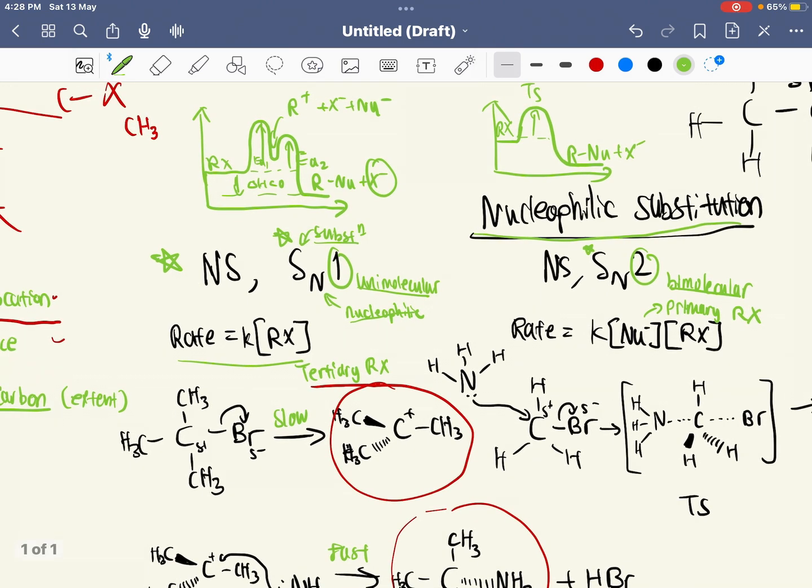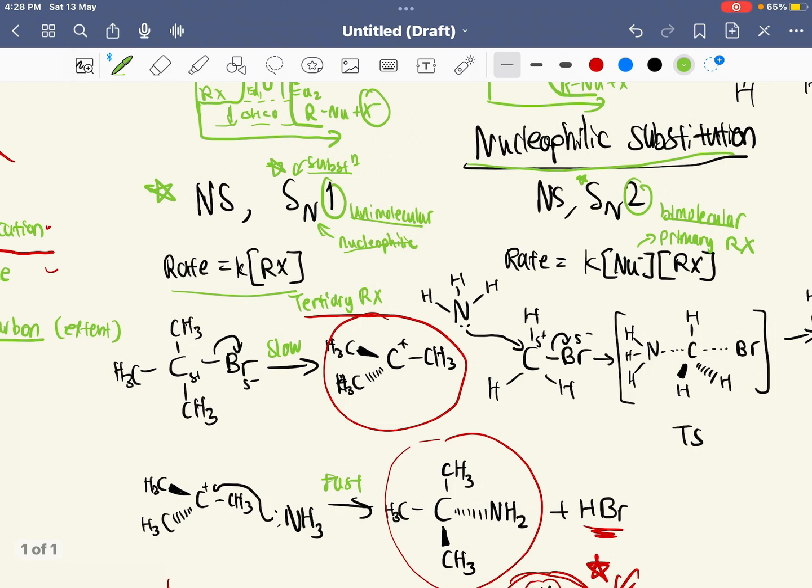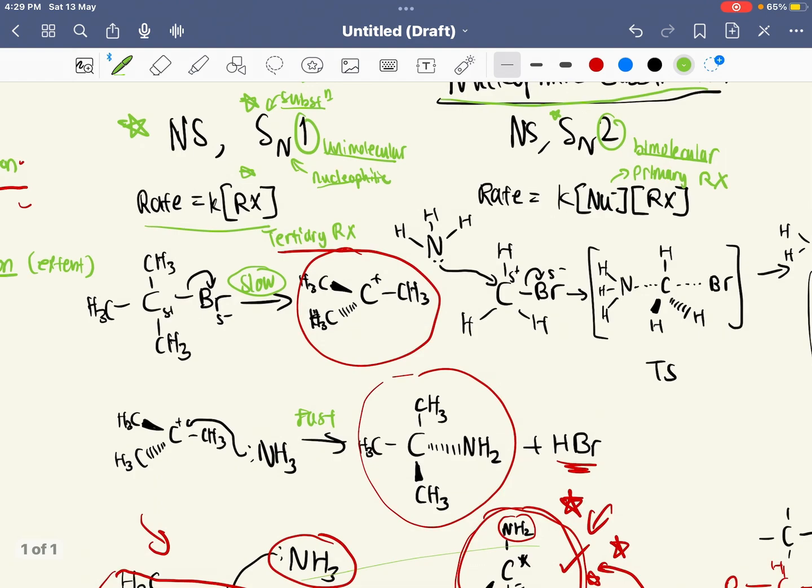The rate equation is based on the slow step. In SN1, there are actually 2 steps to this reaction. One is slow and one is fast. Since the slow step involves the Rx, definitely the first step is the slow step and the second step will be the fast step.